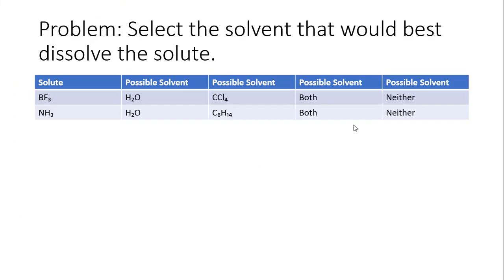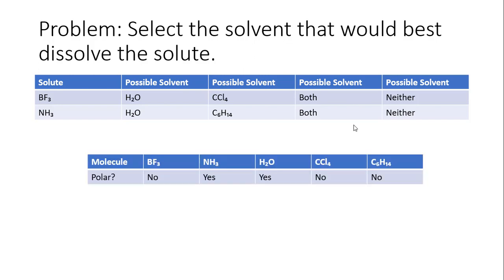So now we can go back to the problem. Select the solvent that would best dissolve the solutes. The two solutes given are BF3, boron trifluoride, and NH3, ammonia. The possible solvents are water, carbon tetrachloride, and hexane. So we went over their molecular shapes and whether or not these molecules were polar because of their intermolecular forces, and we saw that boron trifluoride was not polar, while ammonia was polar because of the lone pair on the nitrogen. Water was also polar because of the lone pairs on the oxygen.